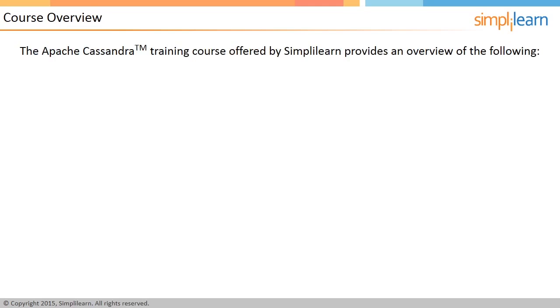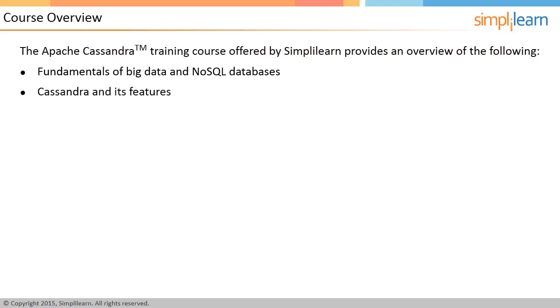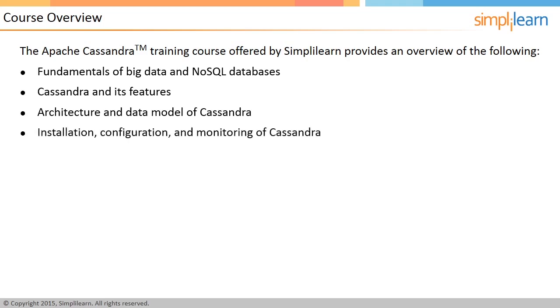The Apache Cassandra training course offered by Simplilearn provides details on the fundamentals of big data and NoSQL databases. The course will also provide an overview of Cassandra and its features. Further, it will enhance your knowledge on the architecture and data model of Cassandra and provide an overview of the installation, configuration, and monitoring of Cassandra. Finally, the course will enhance your knowledge on the Hadoop ecosystem of products around Cassandra.